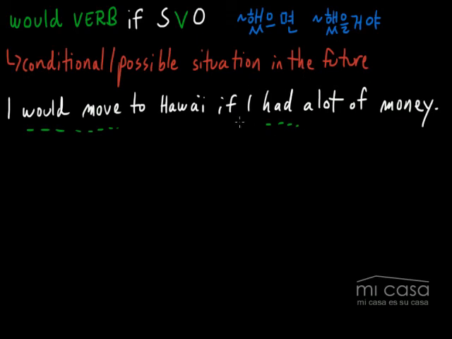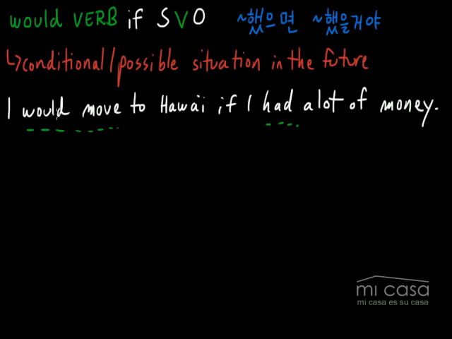All right. So what does this mean? I would move to Hawaii. 하와이로 이사 갔을 거야. If I had a lot of money. 돈이 많았으면. All right. So that is pretty easy, not too hard. And again, here, what am I doing? I'm imagining what I would do if I had a lot of money. I'm imagining that situation, that conditional or even possible situation in the future. All right. So that is basically where we want to use this would verb if subject verb object structure.